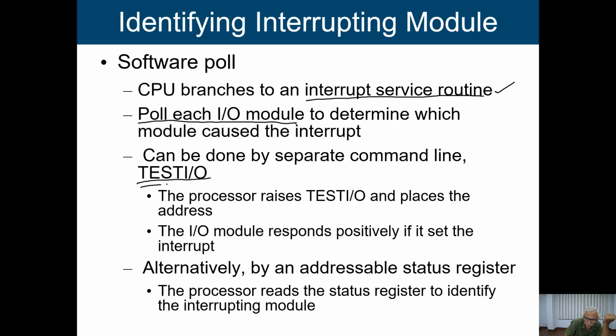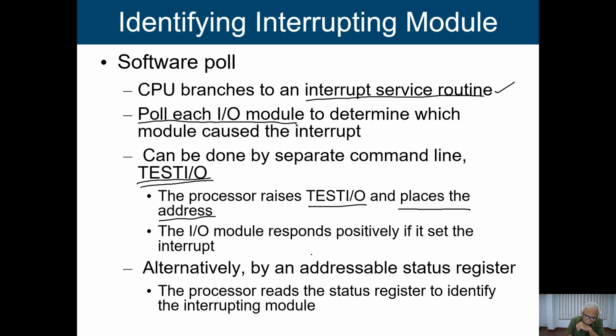We can have one separate command line, test IO, through which we are going to give this particular command or going to have this particular port. Now the processor raises test IO and places the address. The processor raises this test IO signal and says that it is going to test each and every IO module, and it places the address in the address bus. All modules are identified by a particular address.